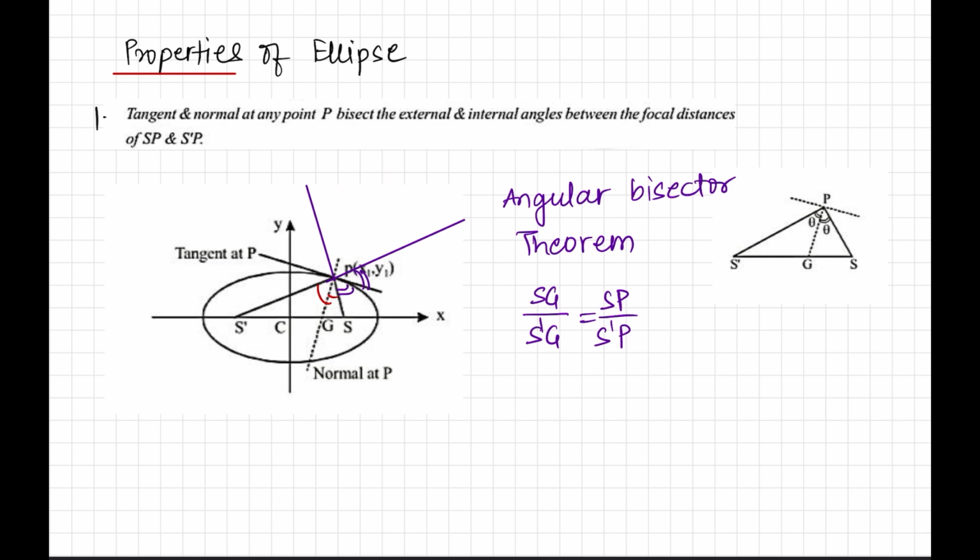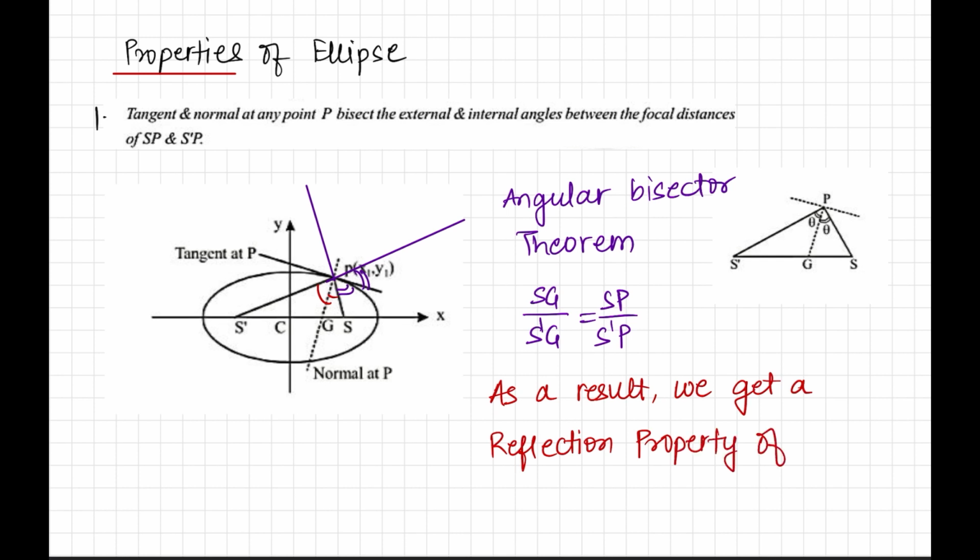Now, as a result, what happens because of this? So we can write, as a result, we get a reflection property of an ellipse. Now, what do we mean by the reflection property of an ellipse? Let us try to understand.